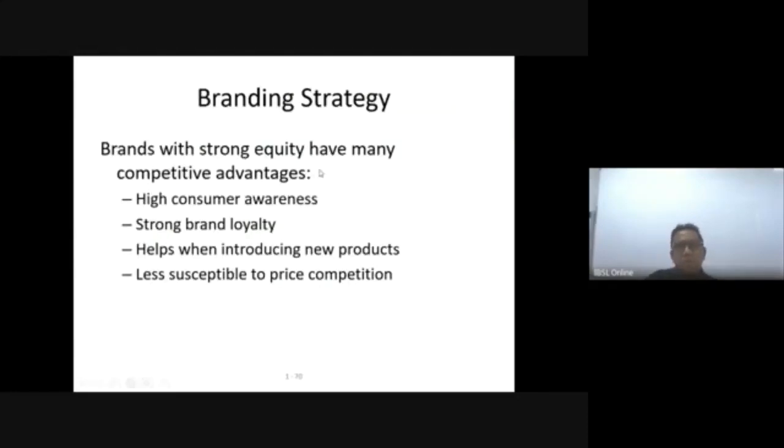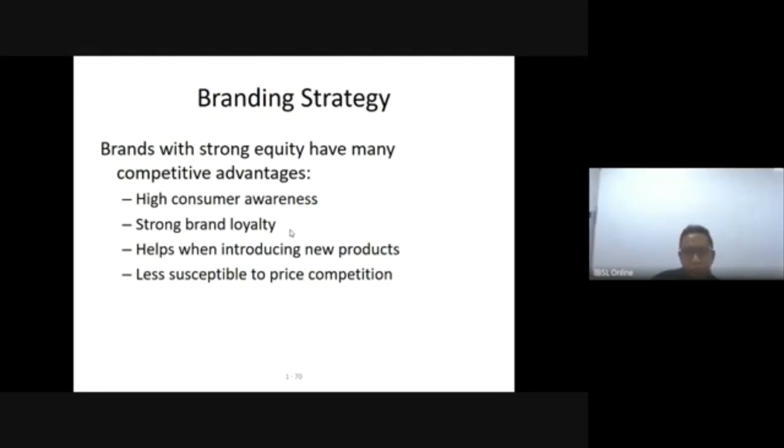So brands with strong equity have many competitive advantages, right? Take Apple: high consumer awareness, strong brand loyalty, helps when introducing new products, less susceptible to price competition. You take a brand like Apple, they have all these advantages. Everyone knows about the Apple brand. It has very strong brand loyalty. People who buy an Apple phone or iPad or iPod or Mac have very strong brand loyalty towards the particular brand.